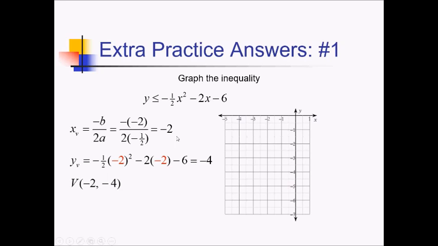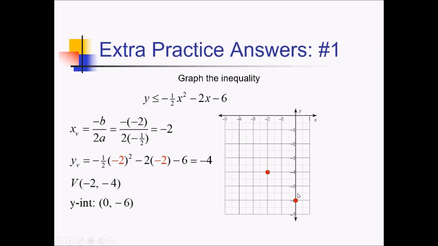And for the dots and the line, since we have the equals here, that's going to be all solid. So we have a solid dot at negative 2, negative 4 for the vertex. And then I'll also graph the y-intercept. That's this negative 6 constant here, 0 comma negative 6. So that's a solid dot down here on the y-axis.